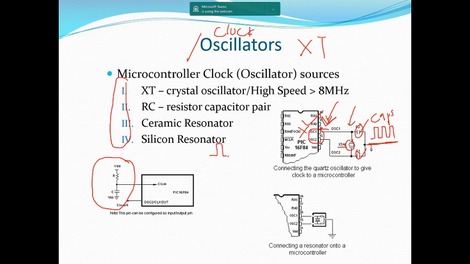So no matter what, your PIC, if you work with any electronic components, all controllers must have the clock. Else, it does not know how to execute the program. It does not know where to execute the program. Okay, that is the function of the clock oscillator.